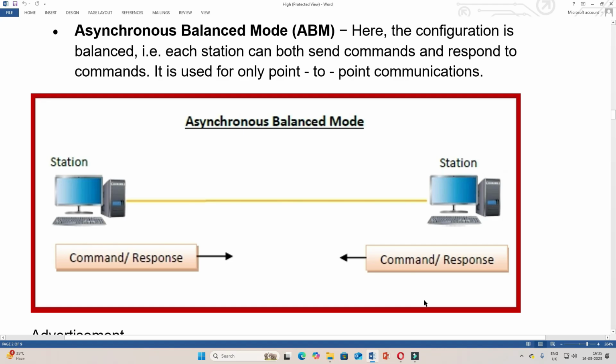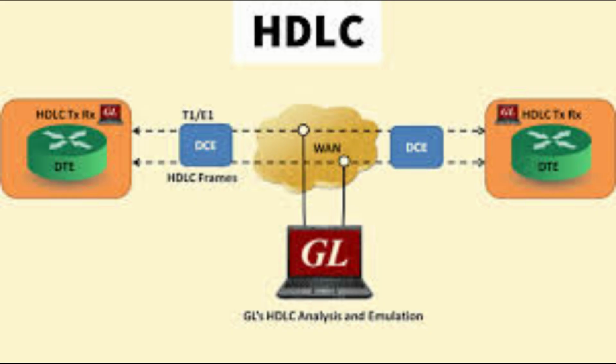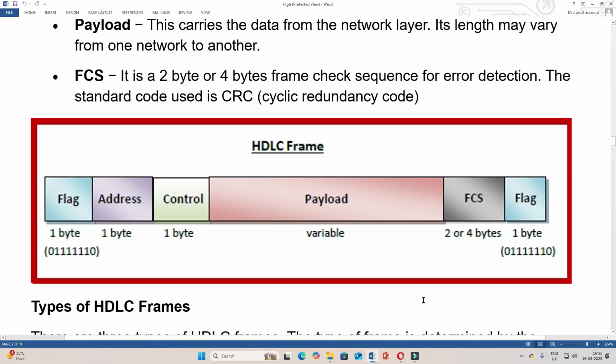On both sides, the protocol frame contains flag, address, control, payload, and FCS. This is the HDLC frame format: flag 1 byte, address 1 byte, control 1 byte, payload variable, and FCS 2 or 4 bytes, and the closing flag is 1 byte.